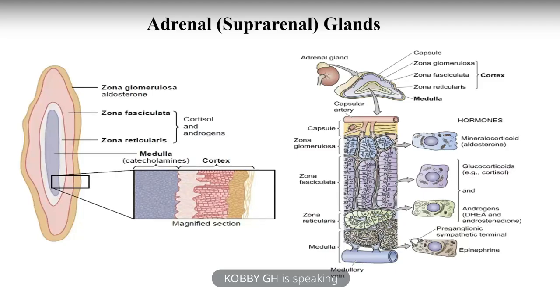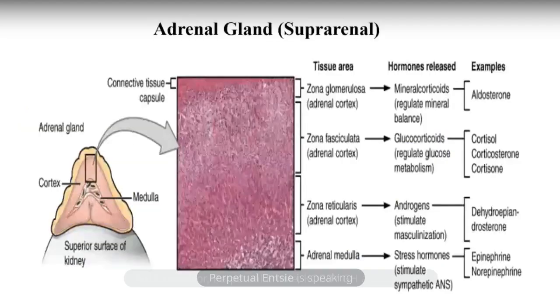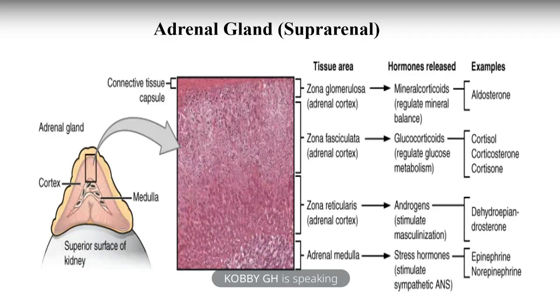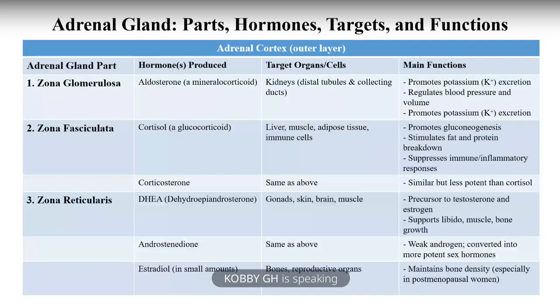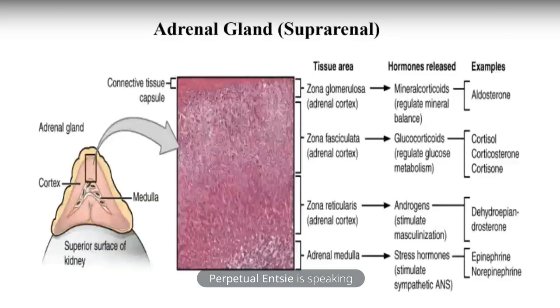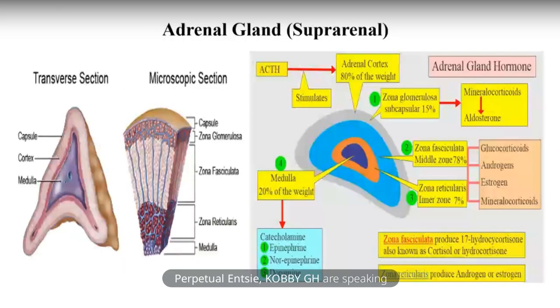Okay. Which part of the adrenal gland produces the catecholamines? The adrenal medulla. Which part of the adrenal gland produces the cortical hormones? The adrenal cortex. That is excellent. If someone is having hyperactivity of the adrenal medulla, what condition can the person get? Cushing's syndrome. Yes, Cushing's syndrome can be one of them.